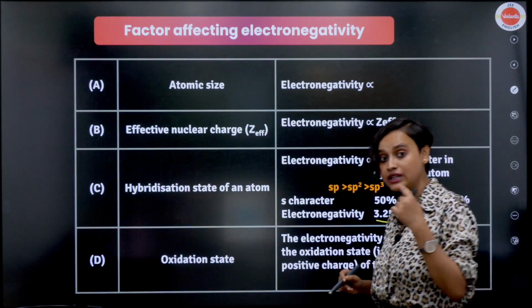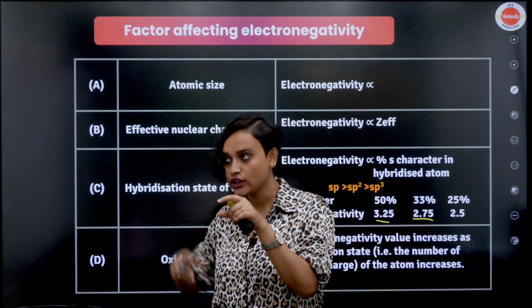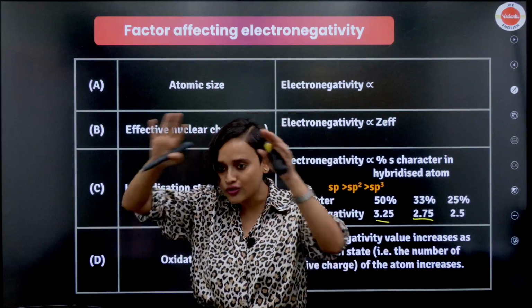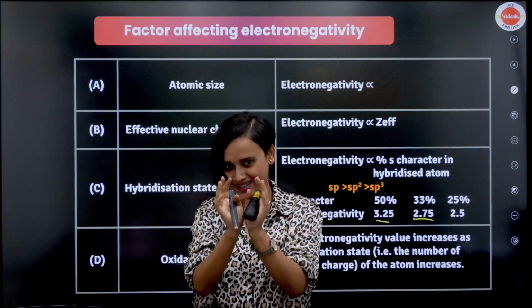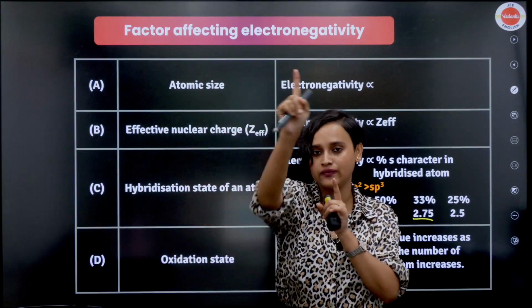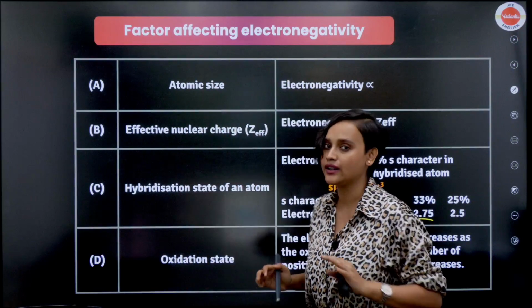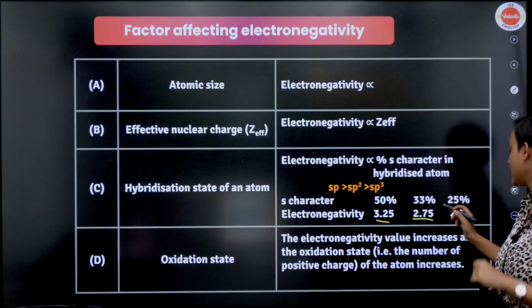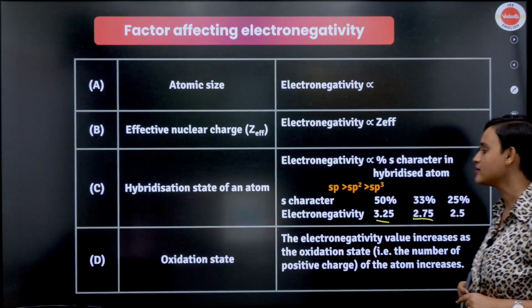Now if I have sp3, S is 1/4, P is 1/4, another P 1/4, another P 1/4, together they will become 100%. So 25, 25, 25, 25 together become 100%. So 25% is your sp3 S character, so the electronegativity becomes 2.5.